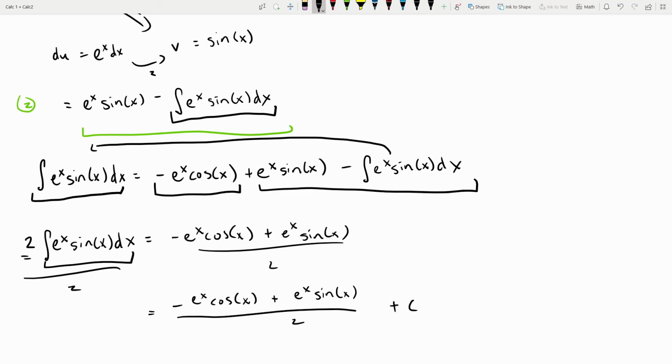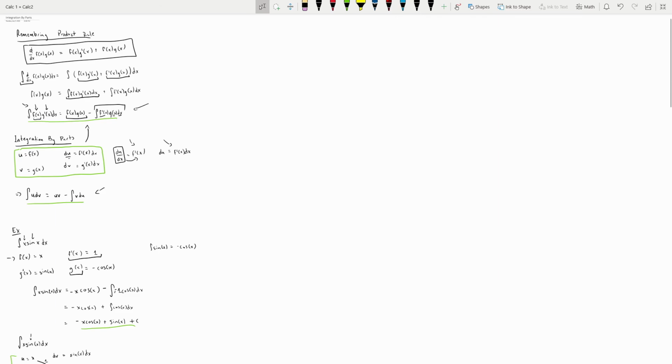And again, this technique was a little different than the ones that we saw, but we just need to realize that we've come back to the same integral that we started off with. We just need to bring it over to the other side and isolate for it, and that's it. So that concludes my first lesson for Calculus 2, and that concludes the lesson for integration by parts as well.